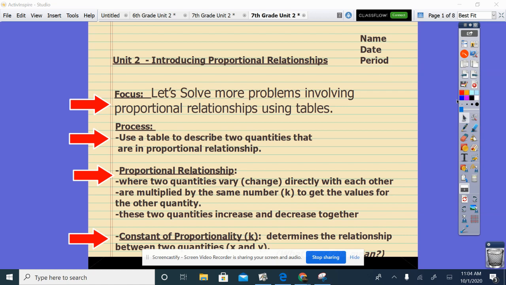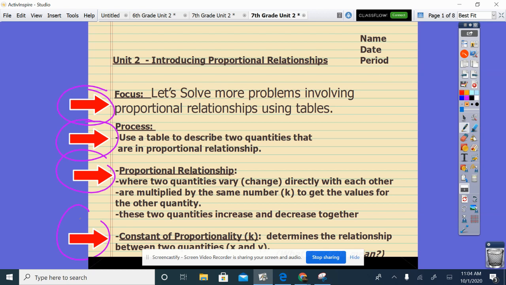Okay, here we go. So, focus today. And remember, the red arrows mean you need to write these things down in your notebooks. So what I'd like you to do is stop the video here and write this down, because this focus is: let's solve more problems involving proportional relationships using tables.